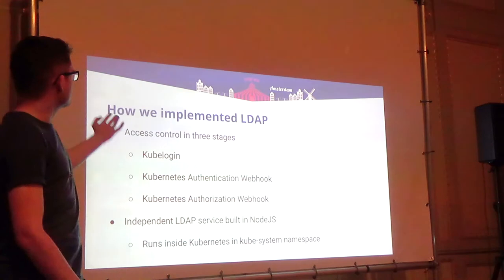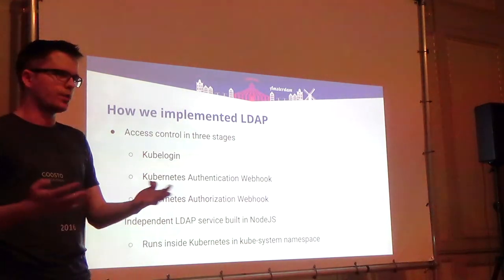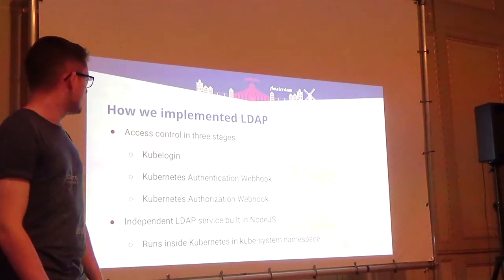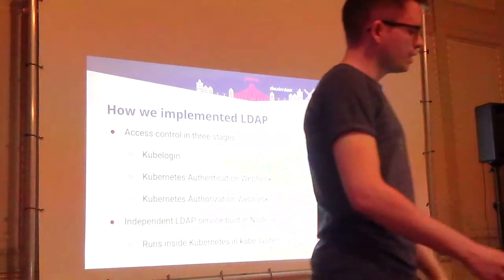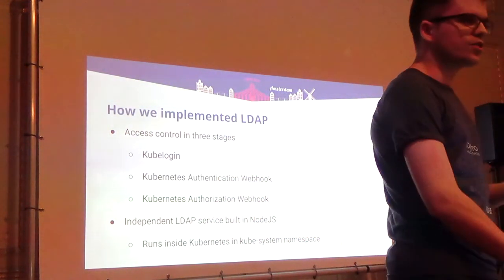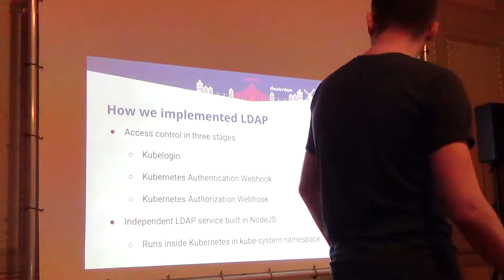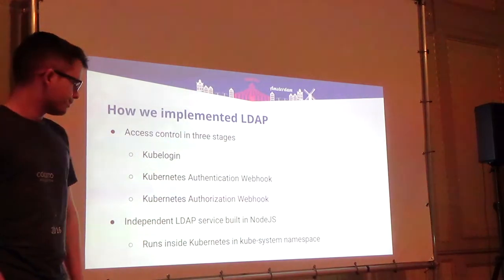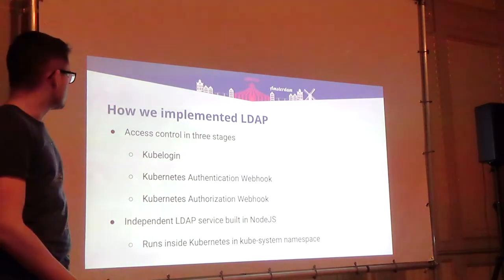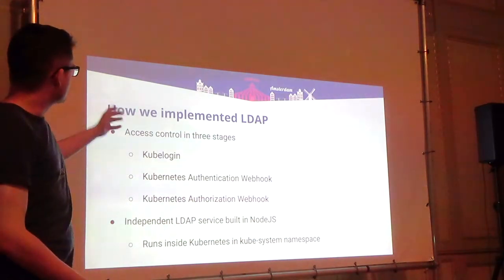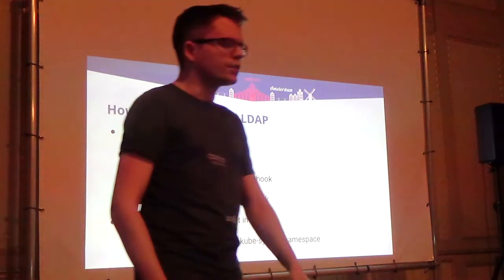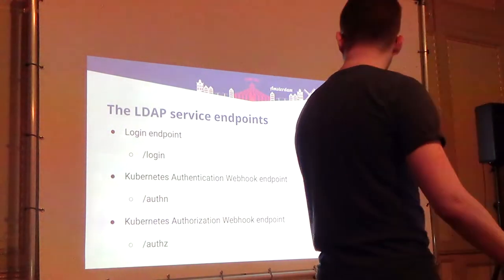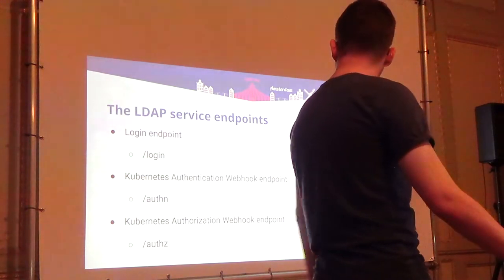But what we did is we made the access control in three stages. So we built another tool, which is called kubelogin. It's basically a small Python command line tool that asks for username and password. And then we use the Kubernetes authentication and authorization webhooks to talk with our independent LDAP service built in Node.js. And this runs inside Kubernetes as well. So basically, the Node.js service has three endpoints which the kubelogin authentication and authorization webhooks talk to, which are login, auth, and offset, which makes a lot of sense. And we're going to talk about every single one.